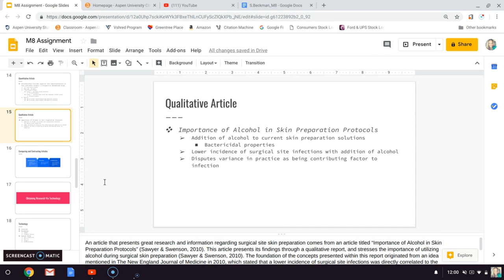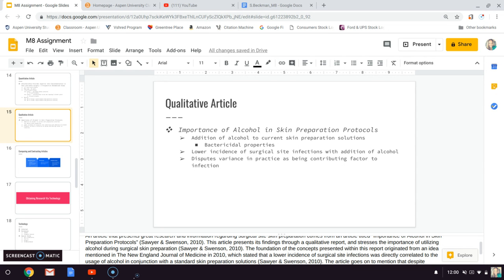An article that presents great research and information regarding surgical site preparation is titled Importance of Alcohol and Skin Preparation Protocols. This article presents its findings through qualitative report and stresses the importance of utilizing alcohol during surgical skin preparation. The foundation of the concepts presented within this report originated from an idea mentioned in the New England Journal of Medicine in 2010, which stated that a lower incidence of surgical site infections was directly correlated to the usage of alcohol in conjunction with a standard skin preparation solution.